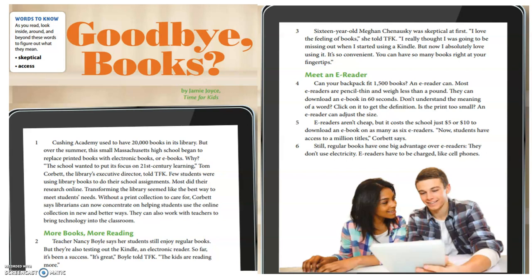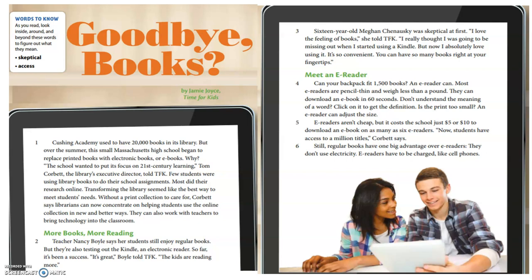If you will look in the words to know box, which is also called a sidebar, you will see words skeptical and access. Those are two words that are going to be very important in this article, boys and girls. Our first article is called Goodbye Books by Jamie Joyce. Cushing Academy used to have 20,000 books in its library, but over the summer, this small Massachusetts high school began to replace printed books with electronic books or e-books.